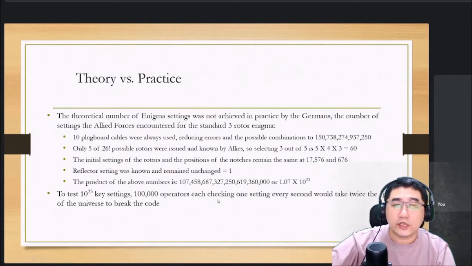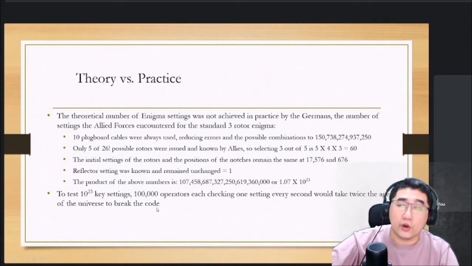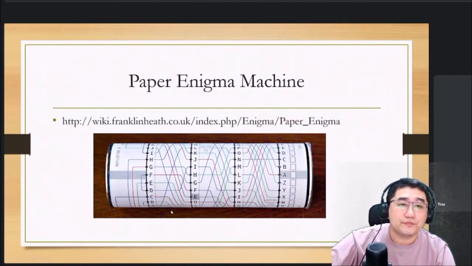10,000 operators each checking one setting every second would take twice the age of the universe to break the code. If you try out all of it by brute force, of course with the help of computers now, it may be possible.